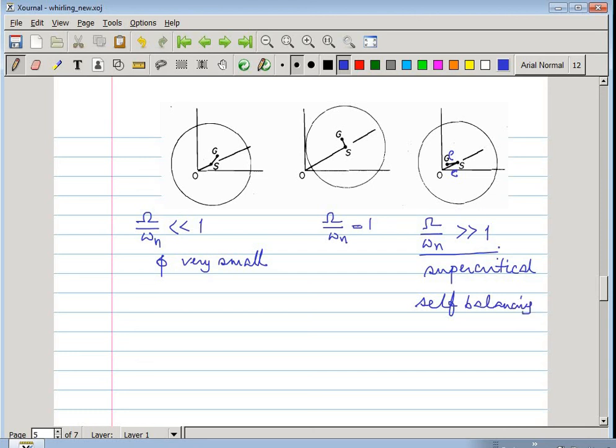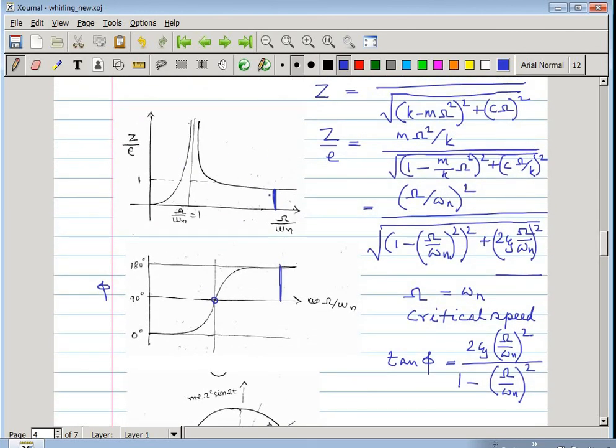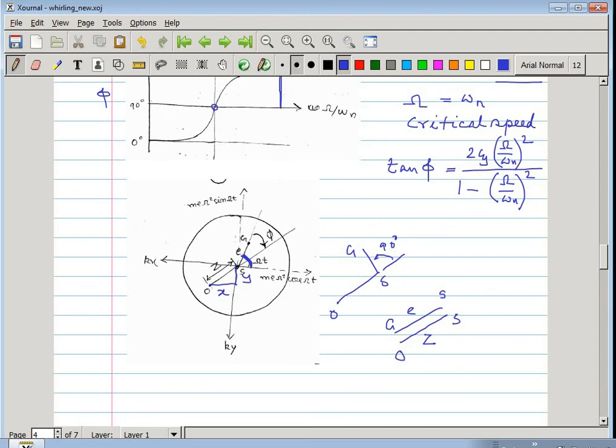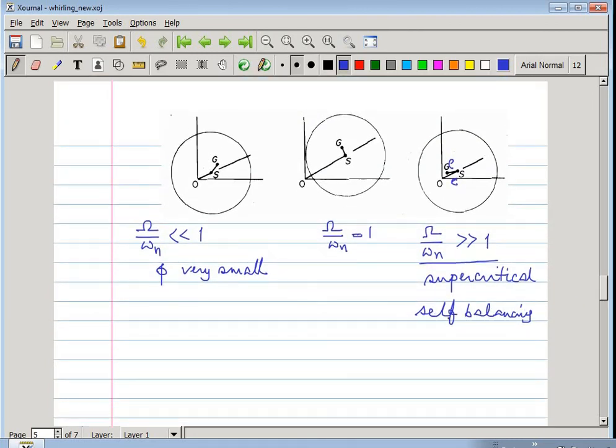So this is very important. What happens at omega by omega n much greater than 1? You see this figure. Z by E has to be equal to 1 and phi has to be equal to 180 degree. That means if this is OS, your SG has to be like this. Since SG is E, OS has also to be equal to E. So E is small, so capital Z is also small. So this is called self-balancing. So we stop here, and next we will work out one example.